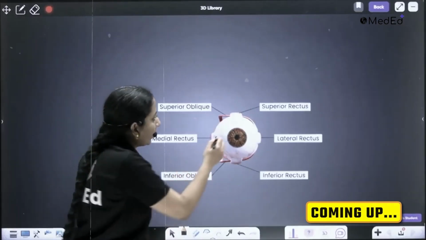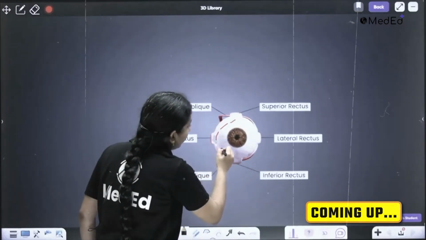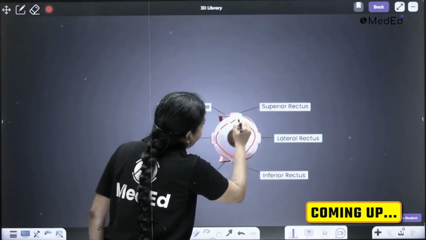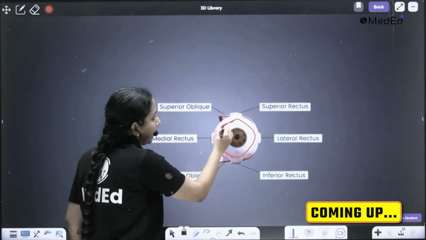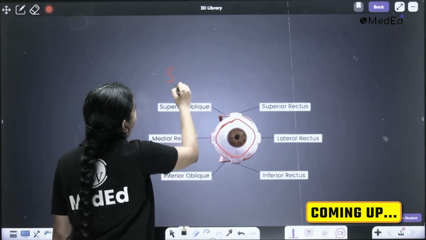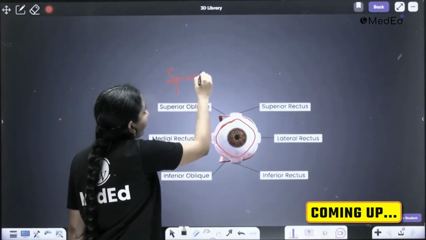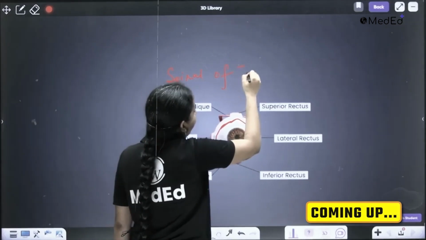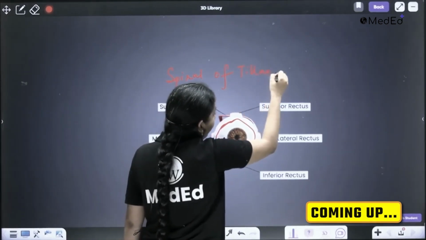If you join the insertions of these muscles here, what you get is not a circle, this is actually a spiral line, and it is called the spiral of Tillaux. So this is called the spiral of Tillaux.